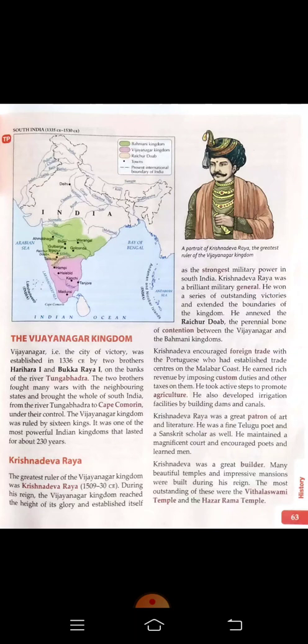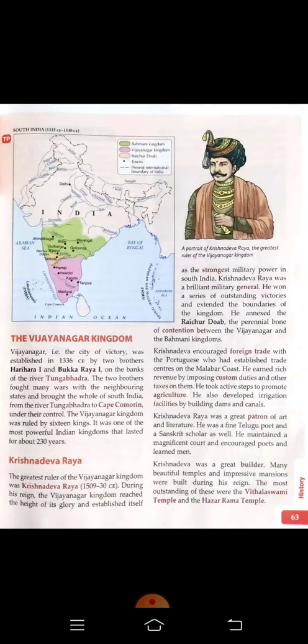Krishnadevaraya was a brilliant military general. Okay, he was excellent in controlling the army. He won a series of outstanding victories and extended the boundaries of his kingdom. He annexed, that means captured, the Raichur Doab, the perennial bone of contention between the Vijayanagara and the Bahmani kingdoms.